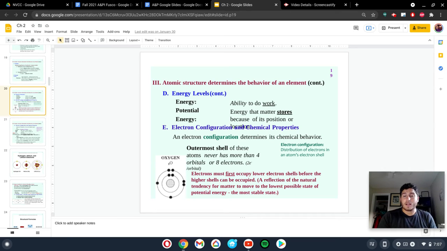So energy allows you to do work. Work can be literally anything. So for example, if I have energy, I can talk to you guys. That's me doing work. Get it? Another example could be something like your cell phone. It's got energy, so it turns on. Potential energy is the ability to do work, if that makes sense.